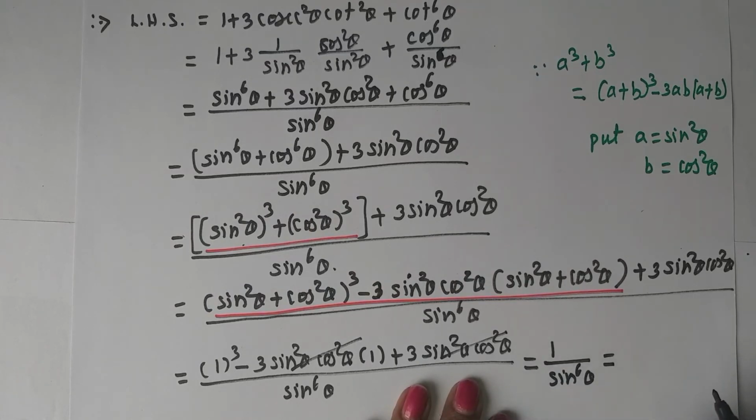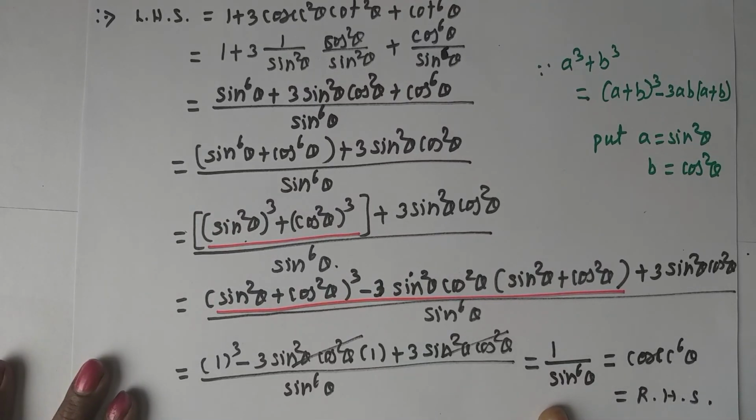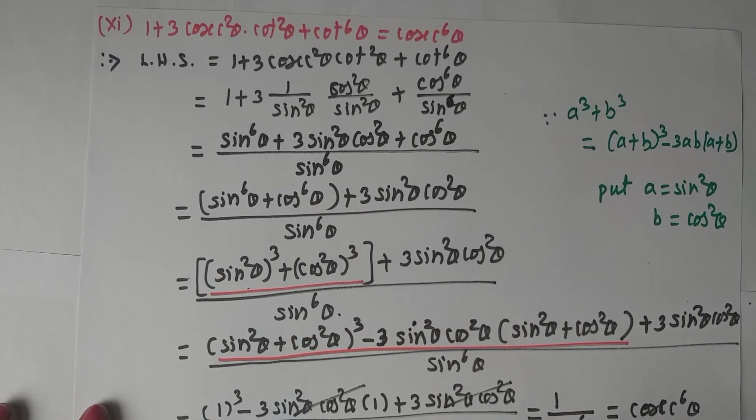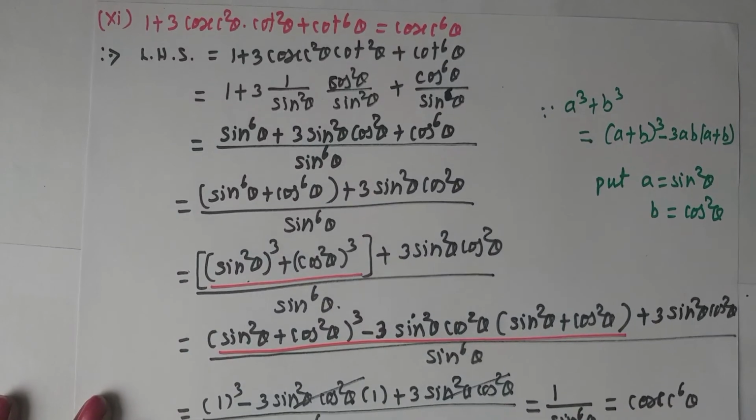Now sine is what? This is the reciprocal of cosec. Therefore this is nothing but cosec raised to 6 theta, and this is equal to your right hand side. In this way, we have proved left hand side equal to right hand side. See your problem, we have proved left hand side equal to right hand side.